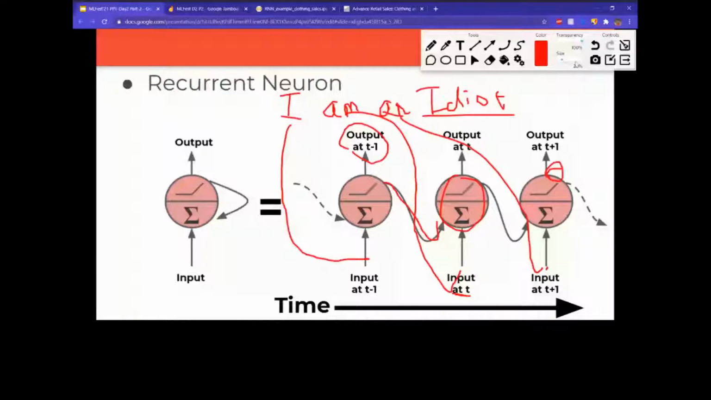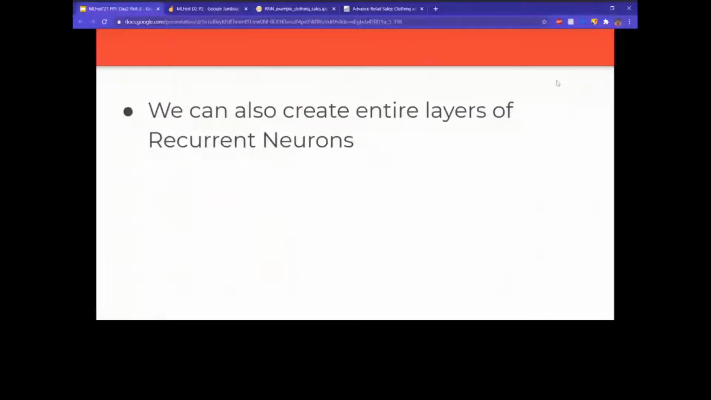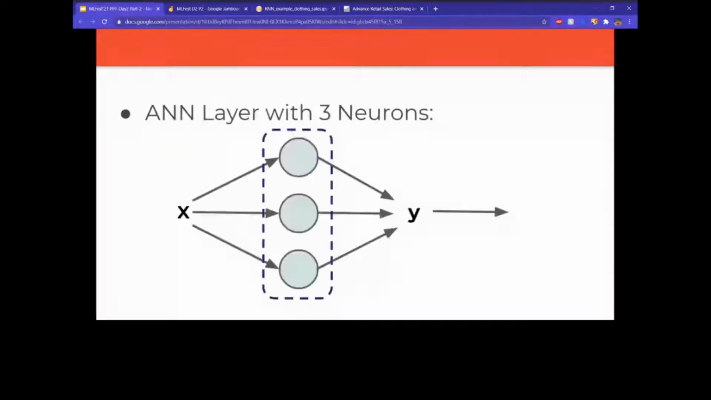So all self-deprecation aside, let's try to understand this better. We can also create layers with these neurons. We just saw a single recurrent neuron, but we can create layers with this just like we do with our normal neurons. So this is an ANN with 3 neurons, and this is the RNN with 3 neurons. You know why we have these arrows here: basically, we keep getting the output from this and putting it back into itself.